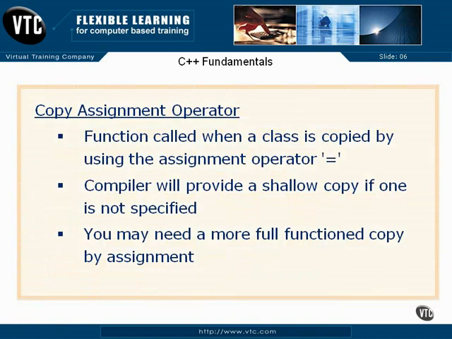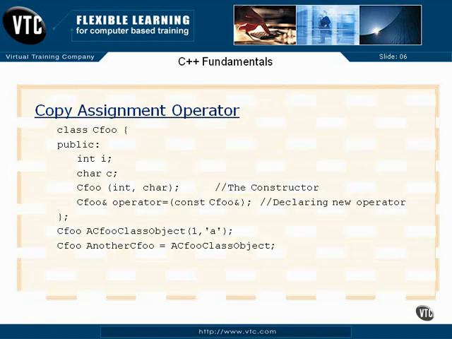Now, a copy assignment operator. This is the function that is called when a class is copied one into the other by using the equals, the assignment operator. Again, the compiler will provide a shallow copy if you don't specify one, but same reasons, you may need a more full function copy by assignment. Here's what this one looks like.